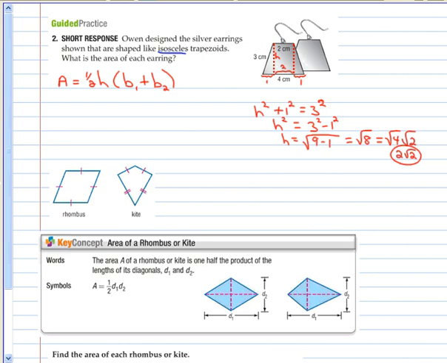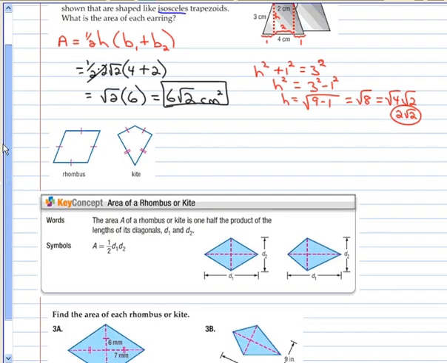So back over here. Area equals 1/2 the height, 2 square roots of 2, times base 1, 4, plus base 2, 2. That works. What's 1/2 of 2 square roots of 2? Square root of 2. Those would just cancel. 4 plus 2 is 6, so it is 6 square roots of 2. What are we? Centimeters squared. There's our exact answer: 6 square roots of 2.